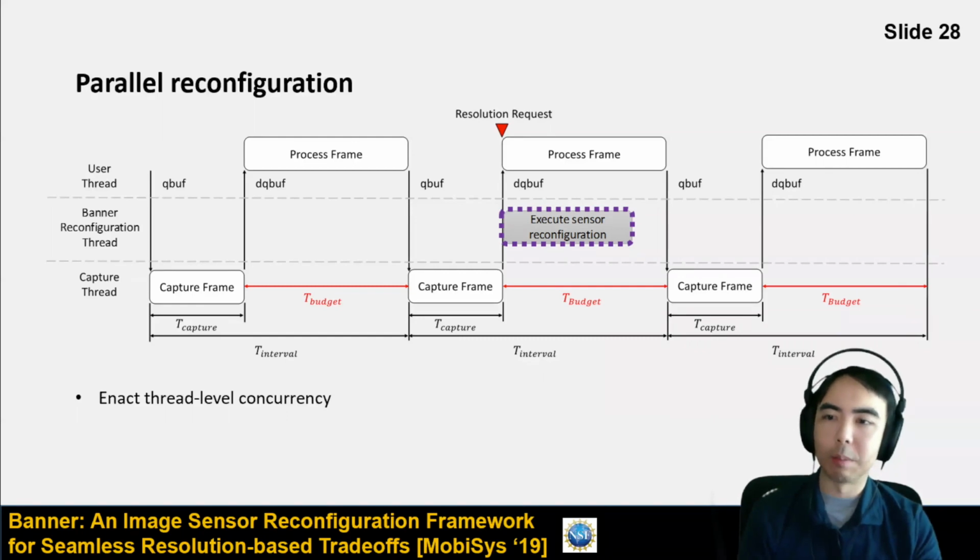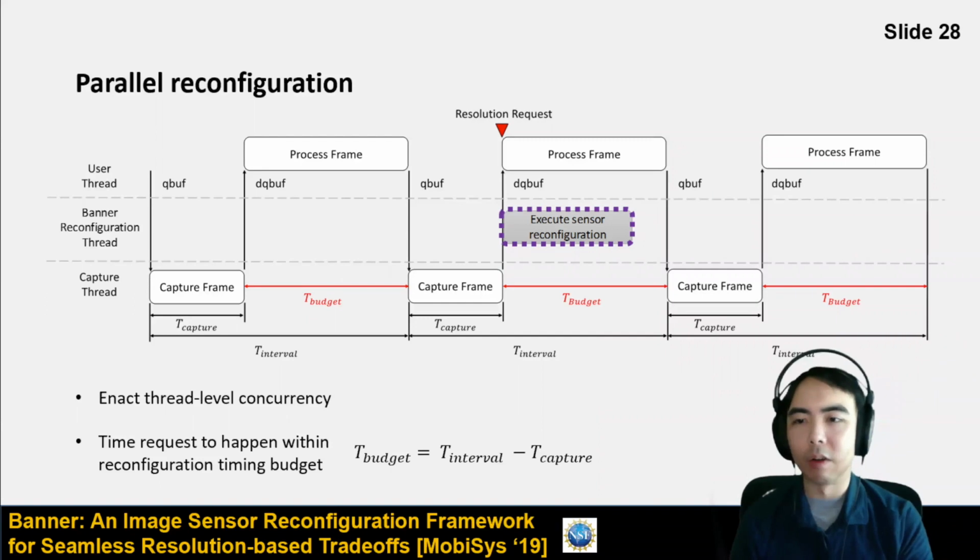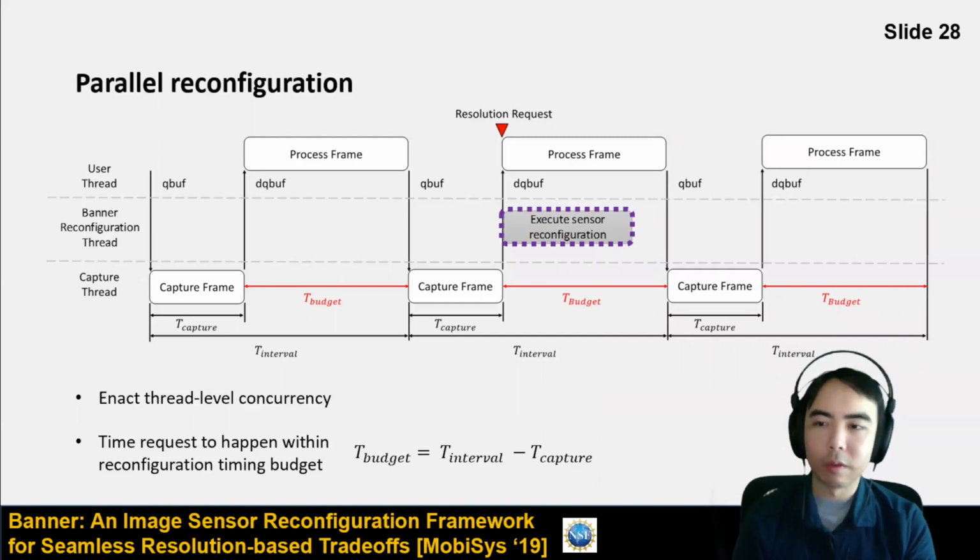So that's the first step: we want to enact thread-level concurrency and time that request to happen within the reconfiguration timing budget. So make sure it happens right when you're processing the frame. And we can do that inside the media framework level in the operating system.